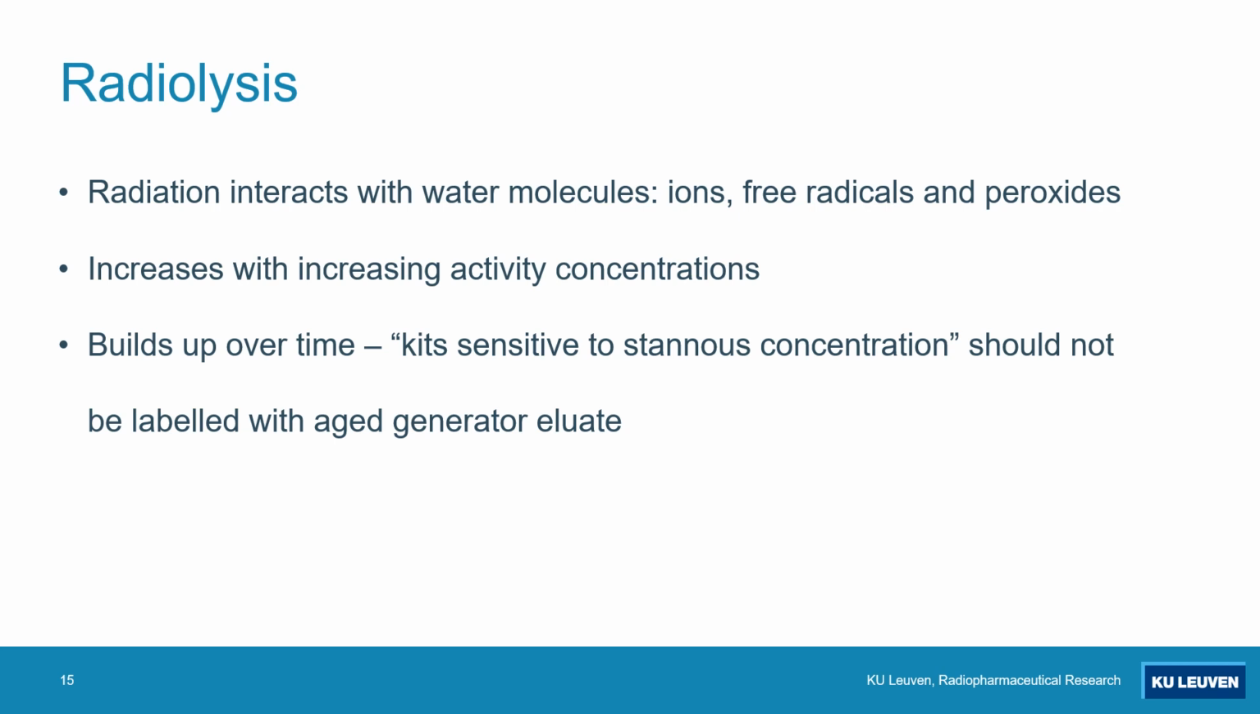radiolysis problems. So if you have a kit, this also builds up over time. If you have an older eluate, not only will the ground state technetium have a problem here, but also the radiolysis and the free radicals and peroxide that have been building up in this mixture. Sometimes these also take place in your generator, and this can also influence your elution yield.